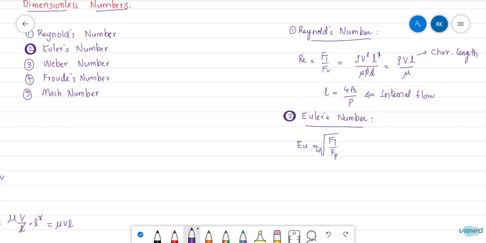In some sources that will be given as Fi by Fp, and in some sources that is given as under root of Fi by Fp. So Euler's number is equal to under root rho v square L square divided by pressure force. What is pressure force? Pressure into area, into L square. So L square gets cancelled. So the remaining is under root of rho by P into v.